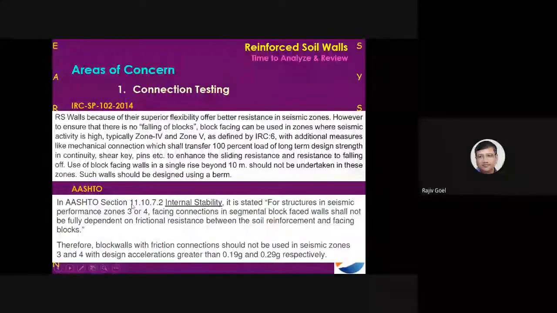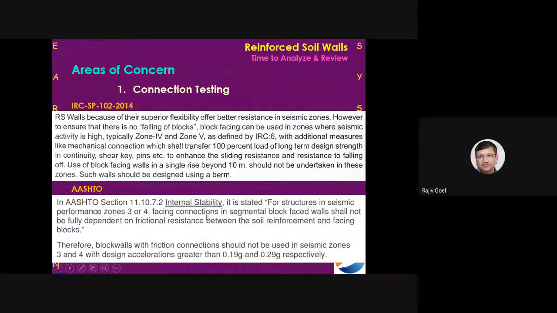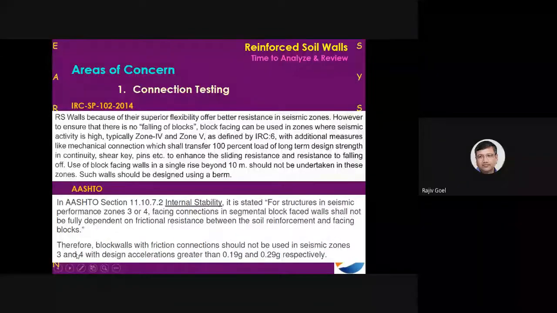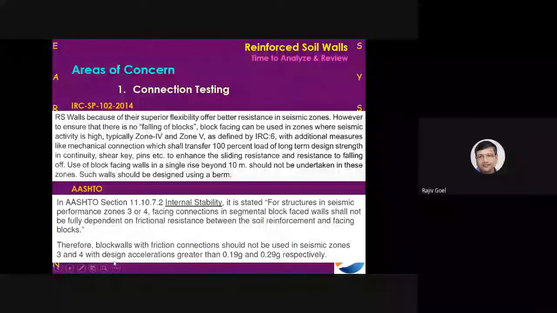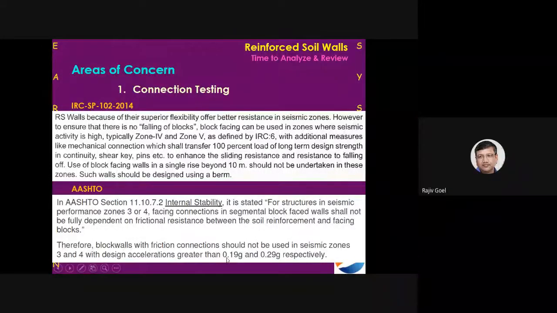AASHTO section 11.10.7.2 also says that block walls with friction connection should not be used in seismic zones 3 and 4. These are the American seismic zones, with design acceleration greater than 0.19 g and 0.29 g respectively. So you can see that they don't even allow blocks where the seismic zonal coefficient is higher than 0.19 g.